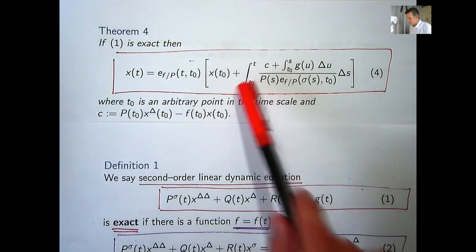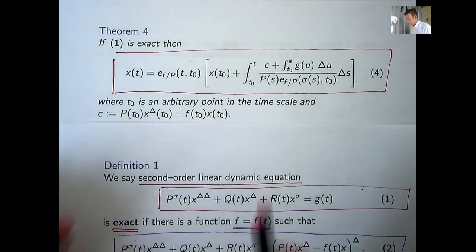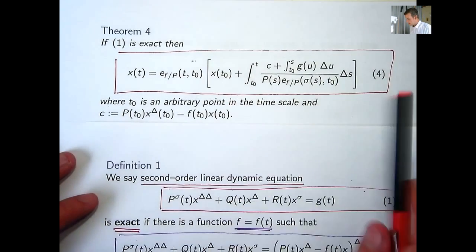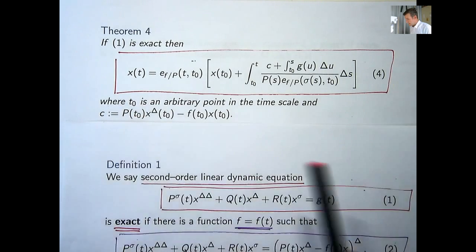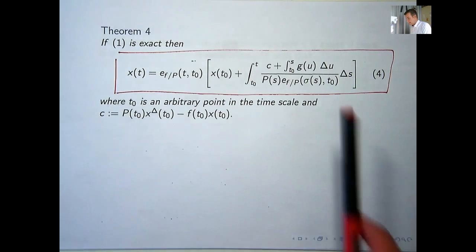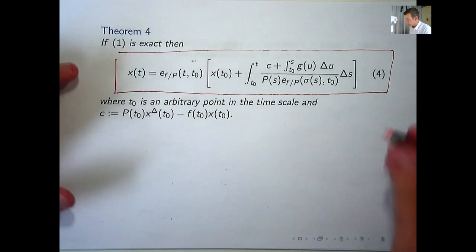Now, here the integral is the delta integral, okay? So it's like the opposite of this general delta derivative. Now, t0 is an arbitrary point in the time scale. The constant c up here is this. Now, the e sub f on p is like a general exponential function.